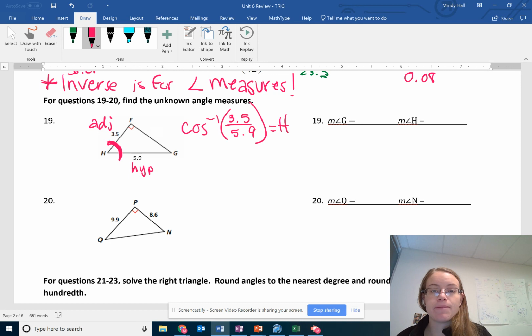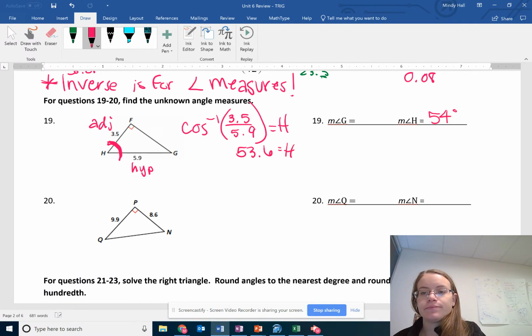So it's going to be 3.5 over 5.9 for cosine. And it might not be a bad idea to say that is equal to h or g, or whatever angle you're looking at. So if we do the inverse cosine of 3.5 divided by 5.9, that gives you 53.6. So the nearest degree, we have that h is 54 degrees.